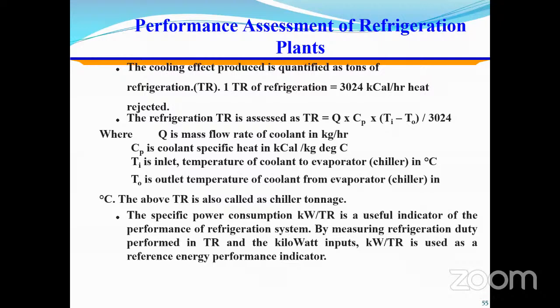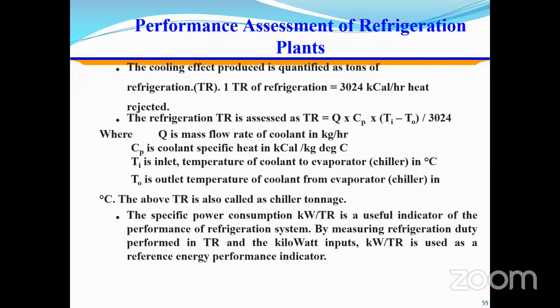Performance assessment of a refrigeration plant. How to assess the performance? This is very important from the energy efficiency angle. The cooling effect produced is quantified as tons of refrigeration. 1 TR of refrigeration is equal to 3024 kilocalories per hour. This much heat is rejected from the system.